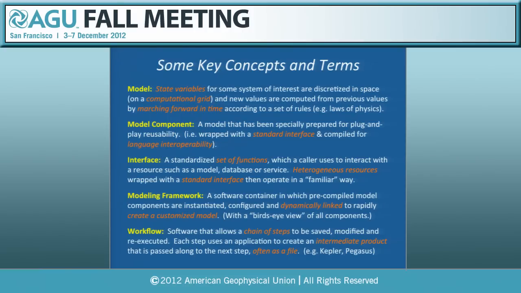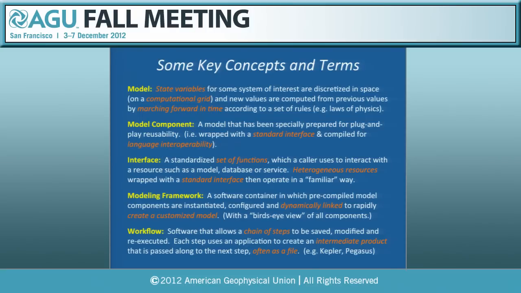And then interfaces is another big term to understand from a computer science point of view. It's not like a graphical interface, but it's a standardized set of functions that callers use to interact with the resource. And that resource could be a web service, or it could be a database, or it could be a model. But as long as everybody has their own functions for that, it's really hard to learn lots and lots of interfaces for getting a job done. It's nice if you have one standard interface that you can work with and code to.